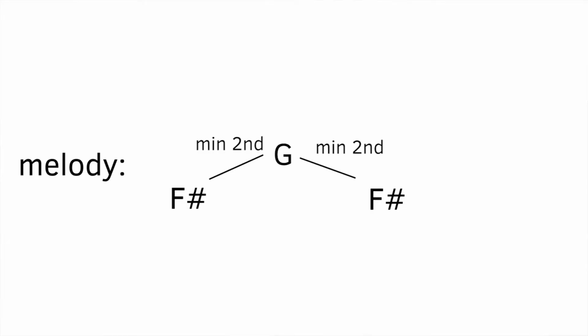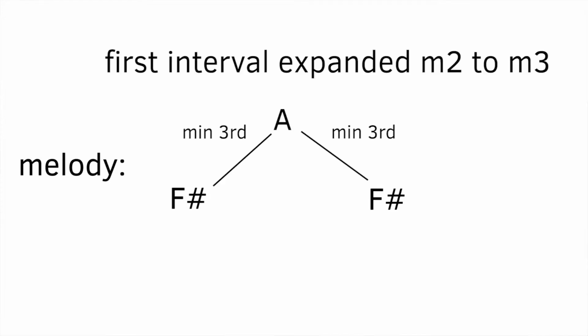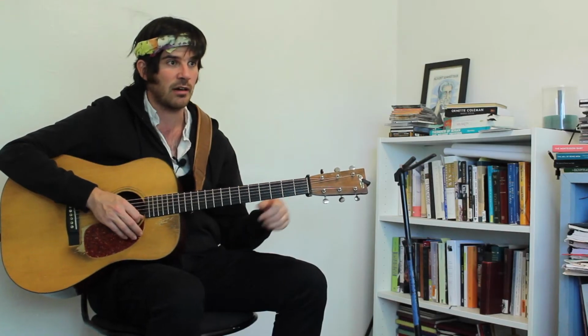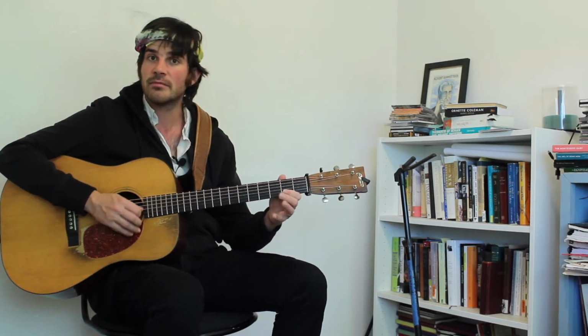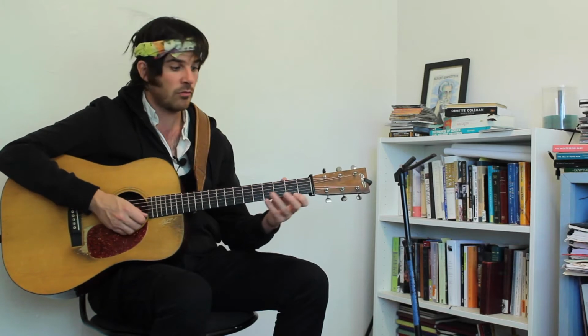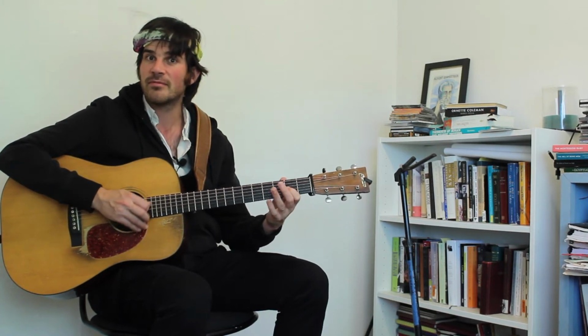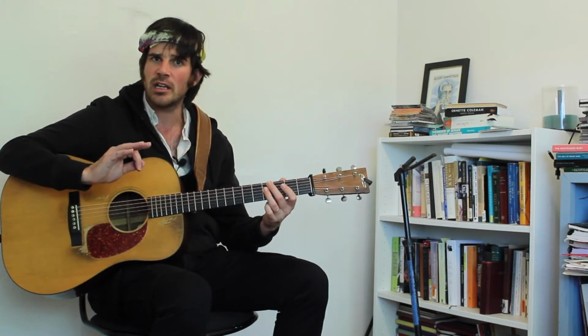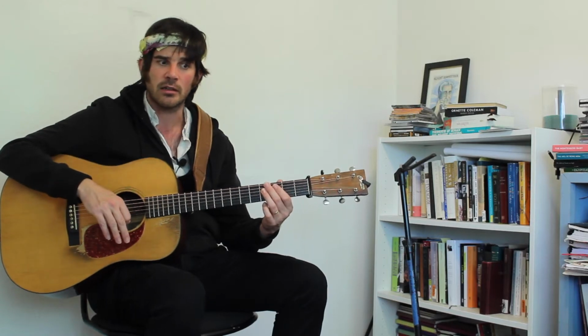So on that melody, right out of the get-go, we go up and then down. Cool. Well, that's a minor second interval going from an F sharp to a G. We could expand that to a minor third from an F sharp to an A. So two variations right there. The original, that first interval expanded. A very subtle change. Let's keep experimenting.